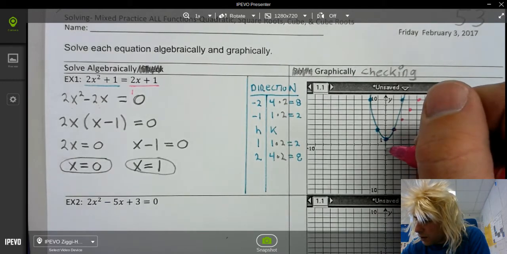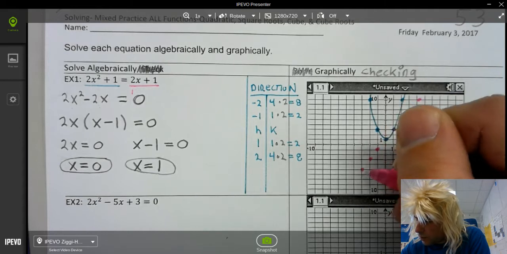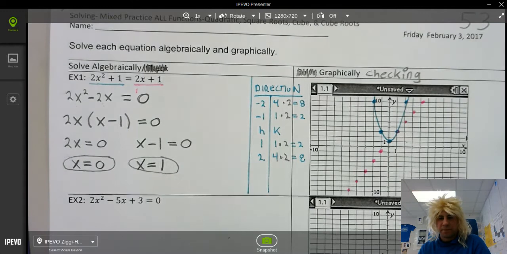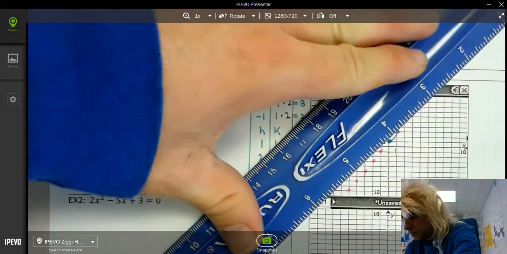Then you go the other direction, down 2 to the left 1, repeating that several times. All right, so you'll see that they intersect.